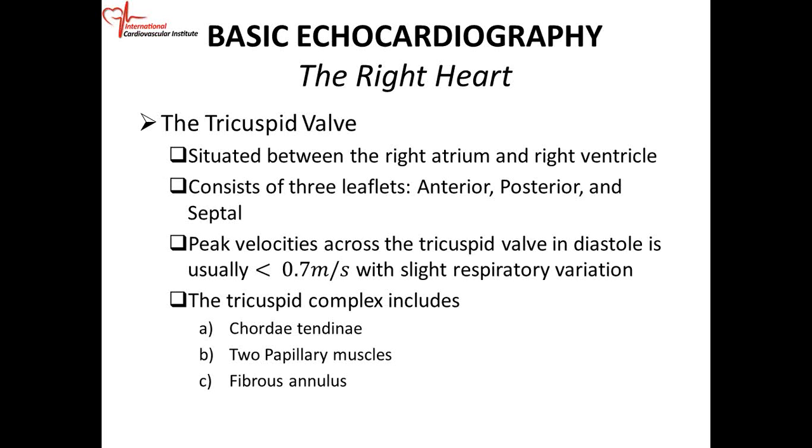Right-sided valves tend to have much more respiratory variation. So that's one way of identifying right-sided valves. Similarly, if you have a tricuspid regurgitation and a mitral regurgitation, the tricuspid regurg velocity is going to be less, and you'll have more respiratory variation. I've seen that in exam. Velocity less, right side. Regurgitation, left side. Could you repeat that?